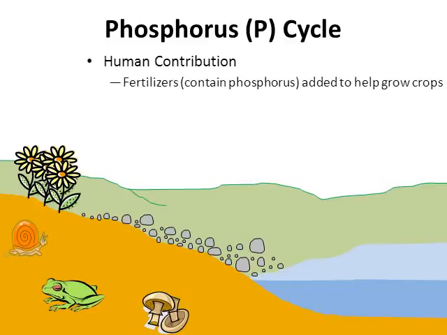We have to focus on the human contribution to the phosphorus cycle. Humans will often use fertilizers, and phosphorus is a very common ingredient, as well as nitrogen. Phosphorus and nitrogen are very common in fertilizers. We add fertilizers to help our crops and plants grow better.